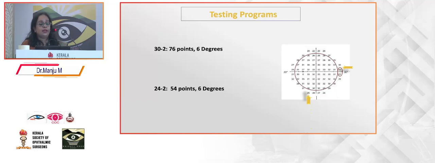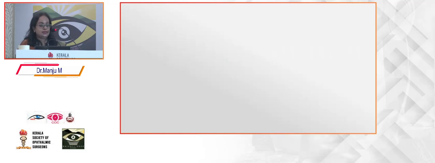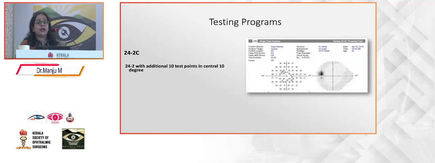And there are testing programs like 30-2, which uses 76 points 6 degrees apart. 24-2, which is usually used in glaucoma, involves 54 points 6 degrees apart. And 10-2, 68 points 2 degrees apart, and the macular threshold 16 points, that is 2 degrees apart. And there are other testing programs like 24-2 plus, which involves an additional 10 test points at the central 10 degrees, which can give early involvement of central points.